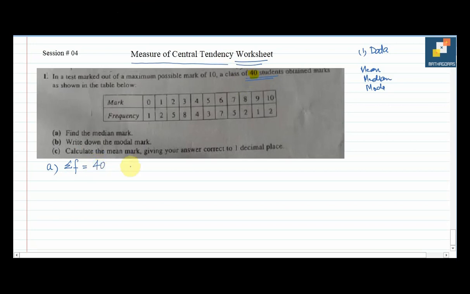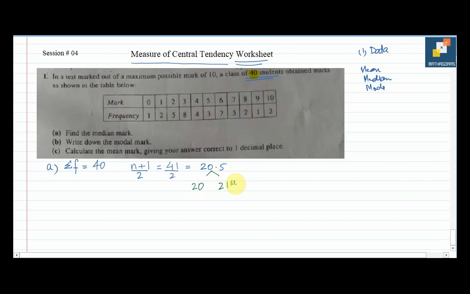After that, you need to apply the working formula, which says n plus 1 divided by 2, and n is 40 here. So when you place the value of n as 40, that will be 40 plus 1, 41, divided by 2, it leads to 20.5. Alright, so 20.5 is not your final answer. Basically, it represents the placement. 20.5 indicates we are looking for the 20th and 21st term.